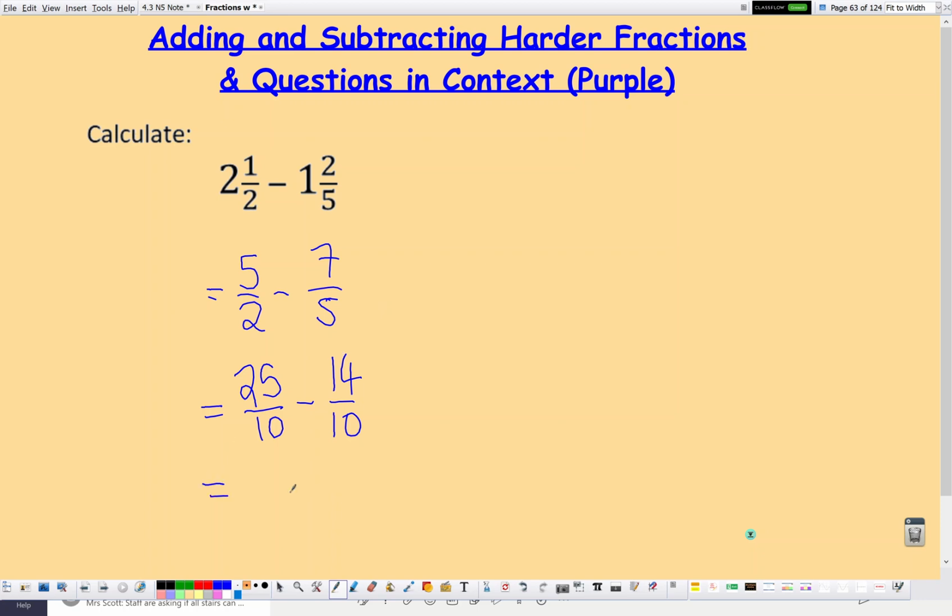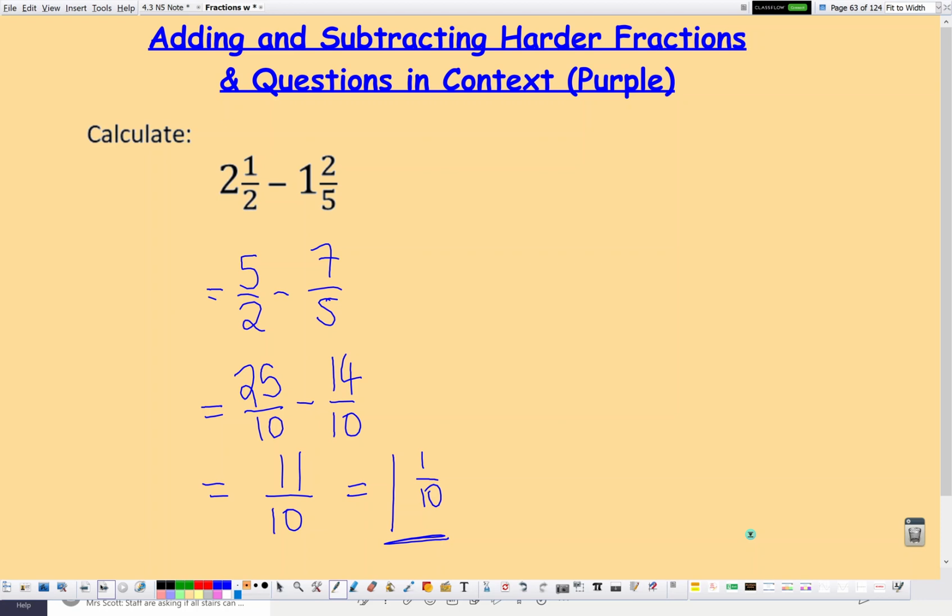25 over 10 minus 14 over 10, we can now combine to 25 minus 14 over 10. So what is 25 minus 14? Well, that is going to be 11 over 10. And if it is an improper fraction, always remember to change it to a mixed number. So how many times does 10 go into 11? 1 whole time. How much is left over? 1/10. And that's your final answer.